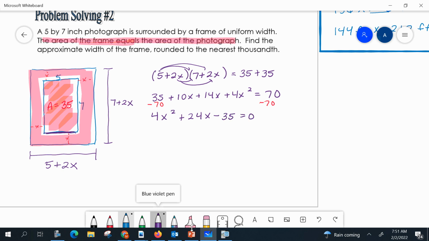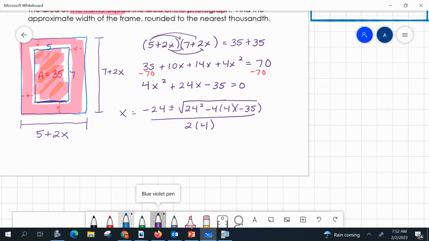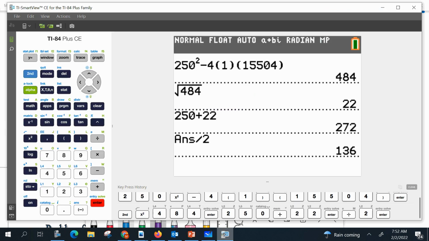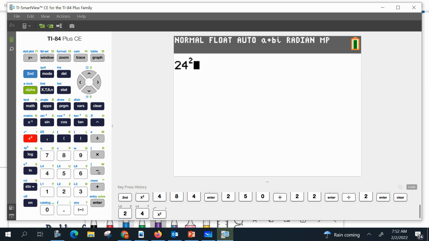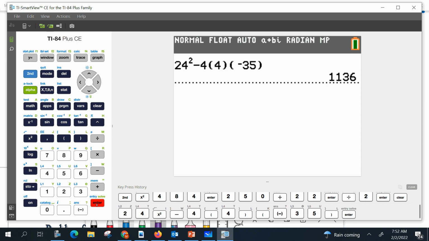Question is, do I have a GCF? And this time, I do not. So again, I don't know if this equation is going to factor, so we're going to just go straight into the quadratic formula, and we're going to type in 24 squared minus 4 times the a term times the c term, which is negative 35, all over 2 times the a term. So let's go into the calculator and calculate that part under the radical. It's going to be 24 squared minus 4 times the a value 4 times negative 35. And the result is 1,136.